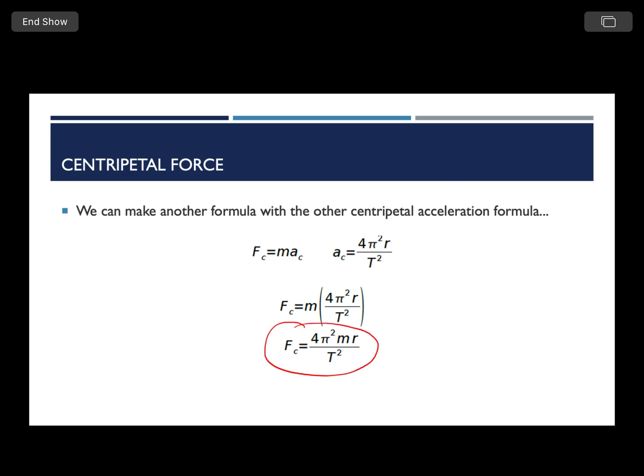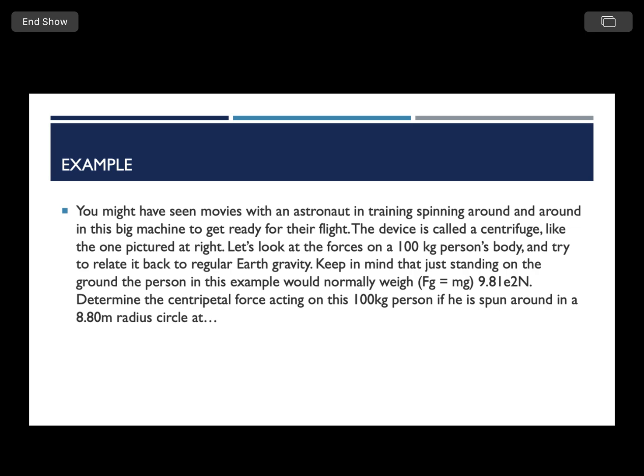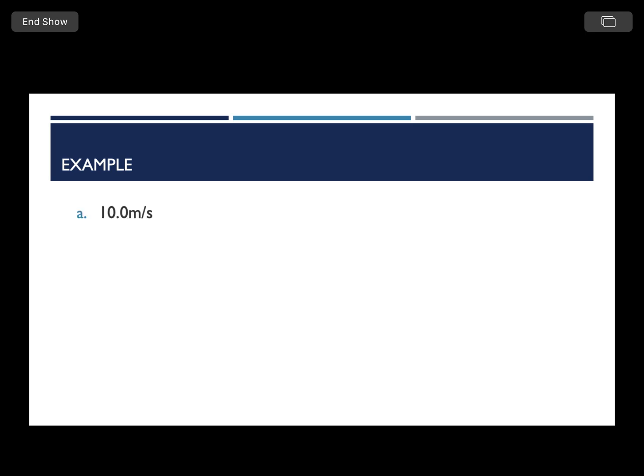Okay, so let's use this in an example. So here's the setup. I want you to pause and give this a read. Okay, let's say for the sake of argument that we've got a speed of 10 meters per second. Okay, and from the question, I got a mass of 100 kilograms, and I got a radius of 8.80 meters. Okay, so let's put this in here.